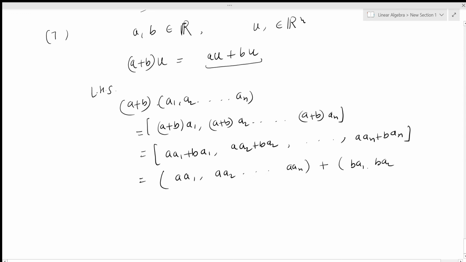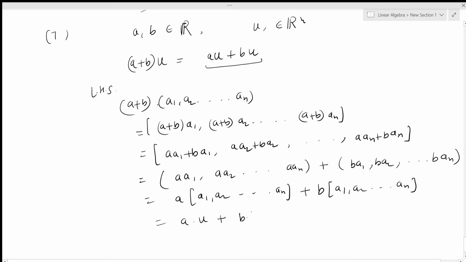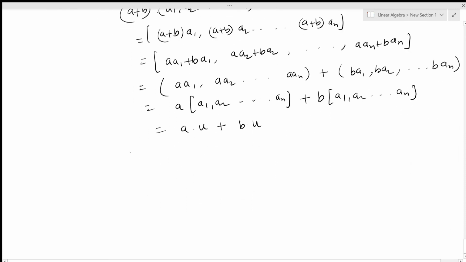So BA1, BA2 and BAn. Now we can take A common, A1, A2 remaining part, and now we can take B common from here. So A1, A2 and An. This is A into U and this is B into U. So the last property is also verified. Now we can say that Rn over R is a vector space with standard operations. So this is your first example.